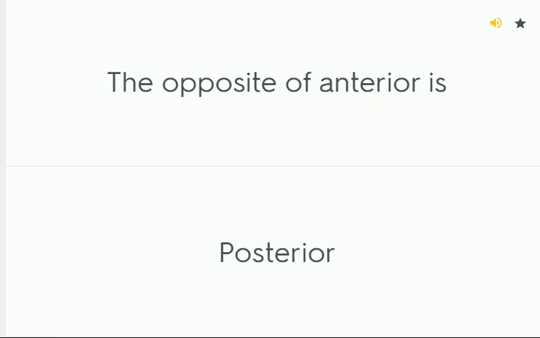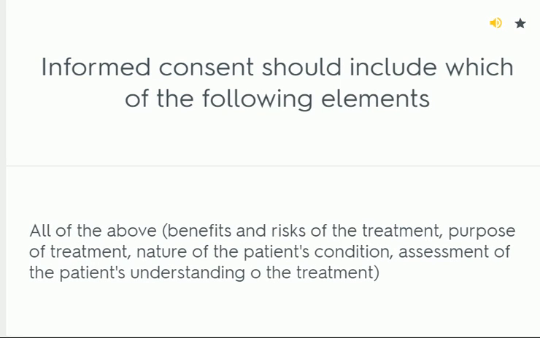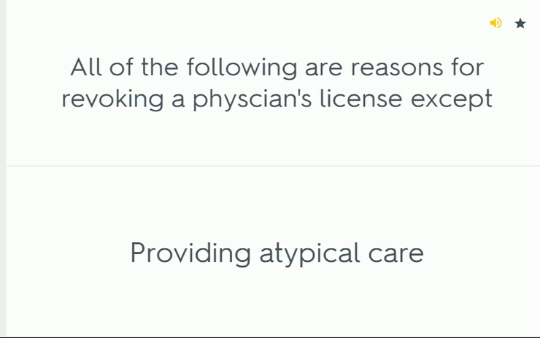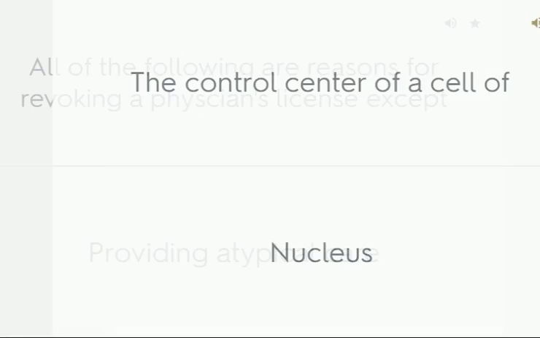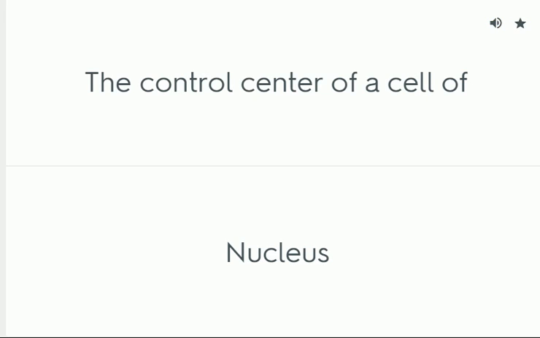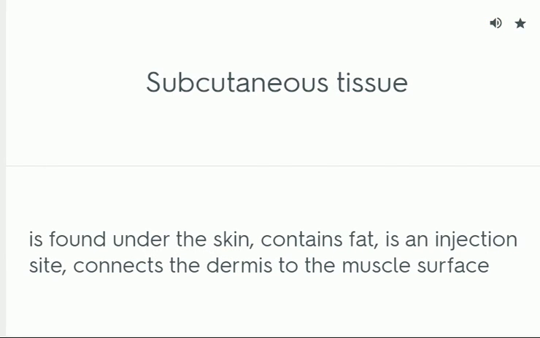The opposite of anterior is posterior. Informed consent should include which of the following elements? All of the above. All of the following are reasons for revoking a physician's license except providing atypical care. The control center of a cell is the nucleus. Subcutaneous tissue is found under the skin, contains fat, is an injection site, connects the dermis to the muscle surface.